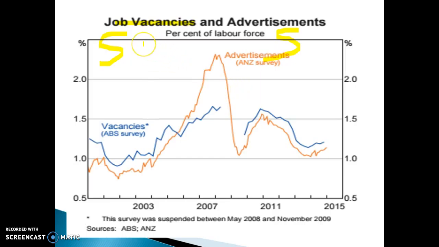Because if there's a lot of job vacancies, it basically means people are looking for workers, and people will look for workers when they have a lot of demand for their products. So when job vacancies are high, it's a sign there's a lot of demand for labour. When job vacancies start to fall, it's a sign that there's less demand for labour.